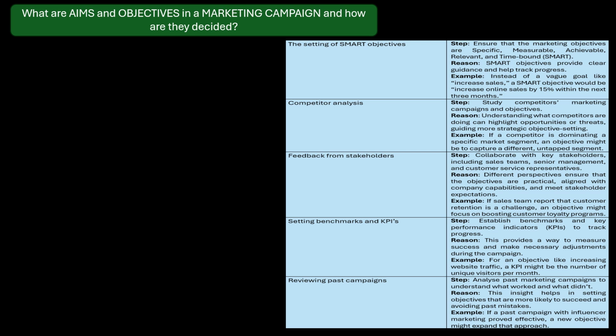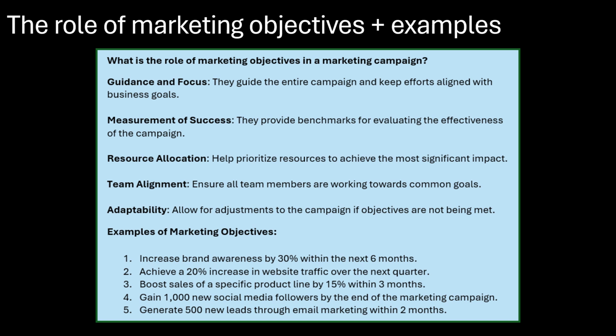And also have a look at past campaigns as well. Businesses will do this to see what objectives were set previously, or to see how a previous marketing campaign went, or if it didn't go so well, why didn't it go so well, and how can it be put correct this time round. So there's all these different factors that play important parts. So now let's take a look at the role of marketing objectives and some examples as well.